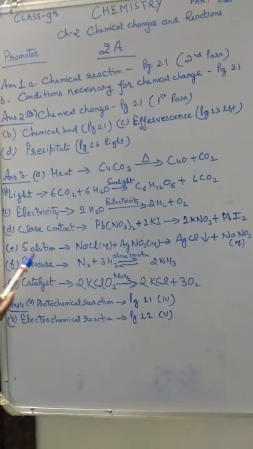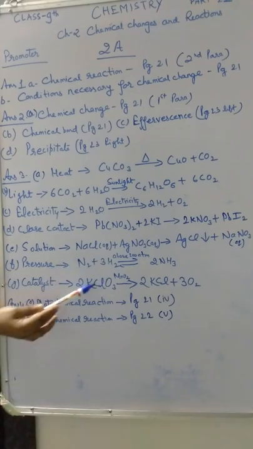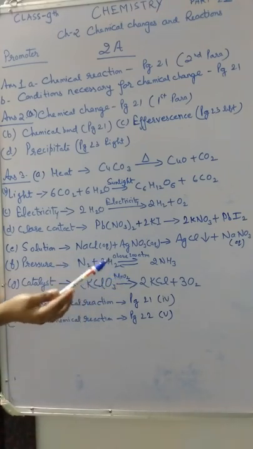Next one is pressure. I have given the example of ammonia. Last one is catalyst. I have given the example of potassium chlorate, in which manganese dioxide is acting as a catalyst.